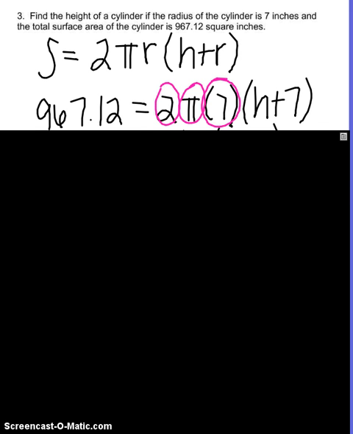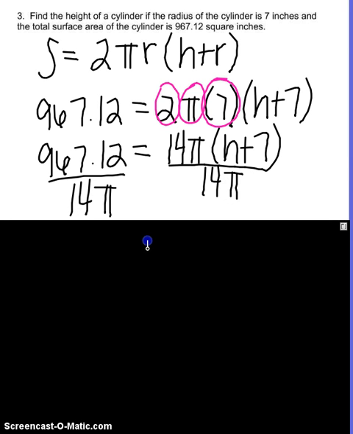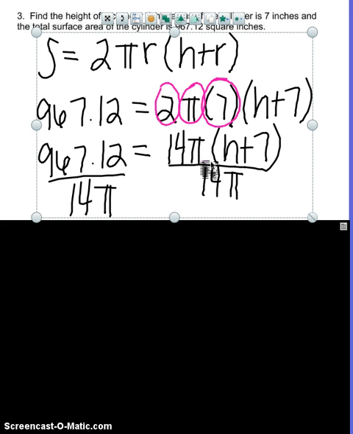From here, I should get that I have 967.12 is equal to 14 pi, parenthesis h plus 7. Now in order to cancel out my 14 pi, I'm going to divide both sides by 14 pi.